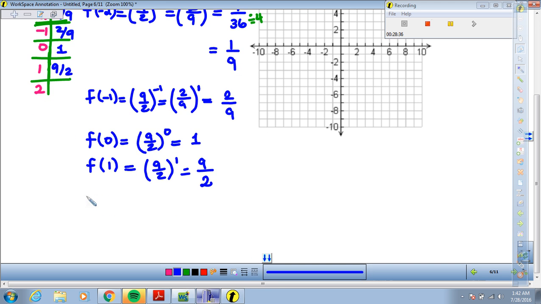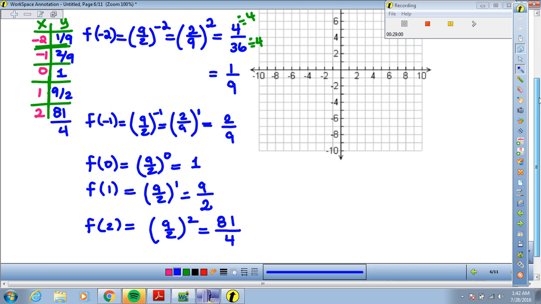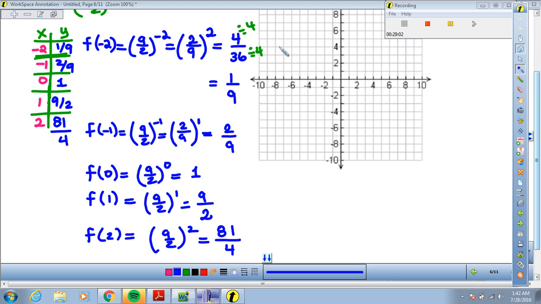And then the last one, it's going to be f of 2. 9/2 raised to the second power. 9 times 9 is going to be 81, and 2 times 2 is 4. And I don't think this is a reducible fraction. I mean, 81, thinking of the times tables, is divisible by 9, but I don't think it can be divided by anything else. Okay. So it was just the first one that we were able to reduce.